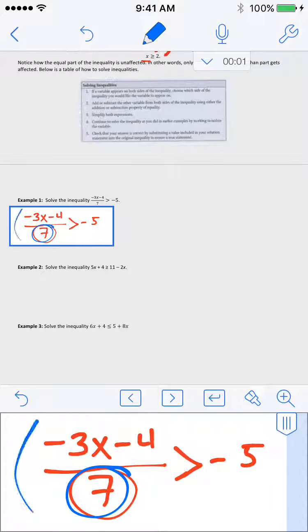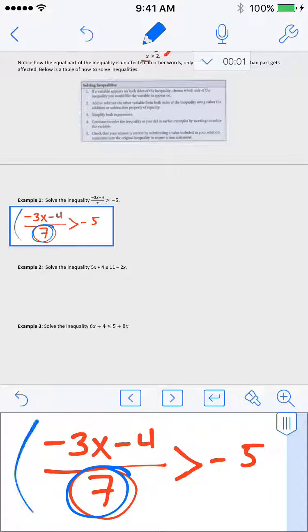So I switched the sign. From here to here, I switched it around. And I get x is less than 31 over 3. Notice it was the exact same thing except for that last step where I had to switch the sign. Alright, let's try another one.